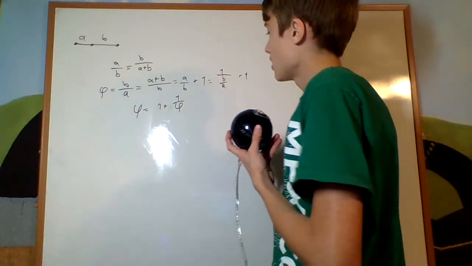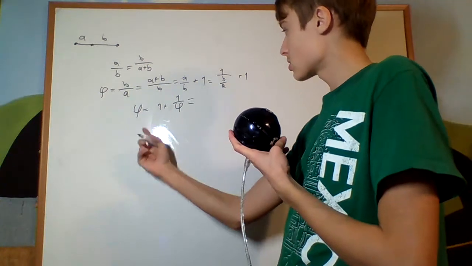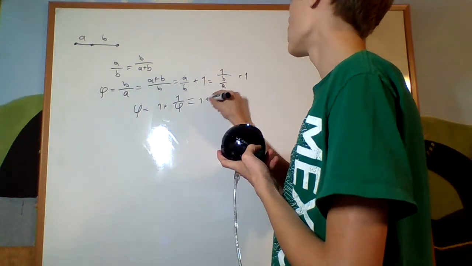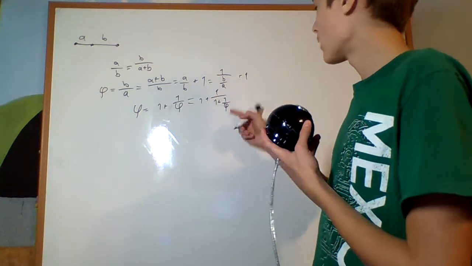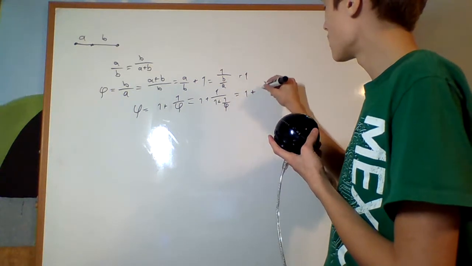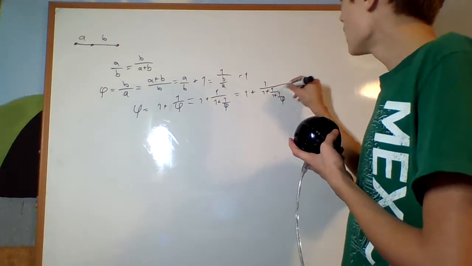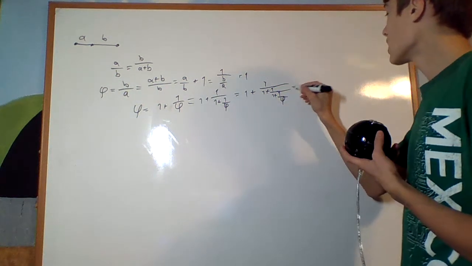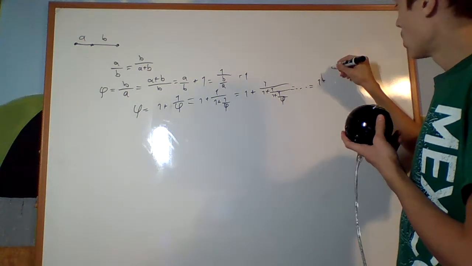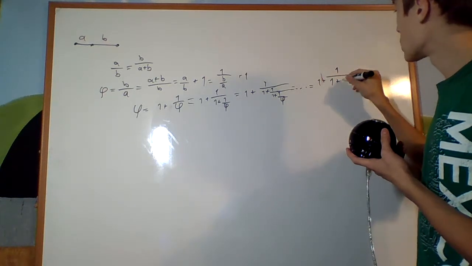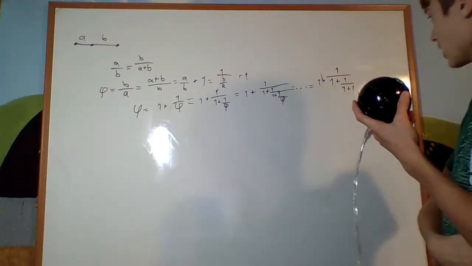Now, what you can do with this is plug in for phi right there. Phi is 1 plus 1 over phi, so that's 1 plus 1 over 1 plus 1 over phi. But I can plug in for phi again, which is 1 plus 1 over 1 plus 1 over 1 plus 1 over phi. You can imagine continuing that on infinitely until I get 1 plus 1 over 1 plus 1 over 1 plus 1, and so on.